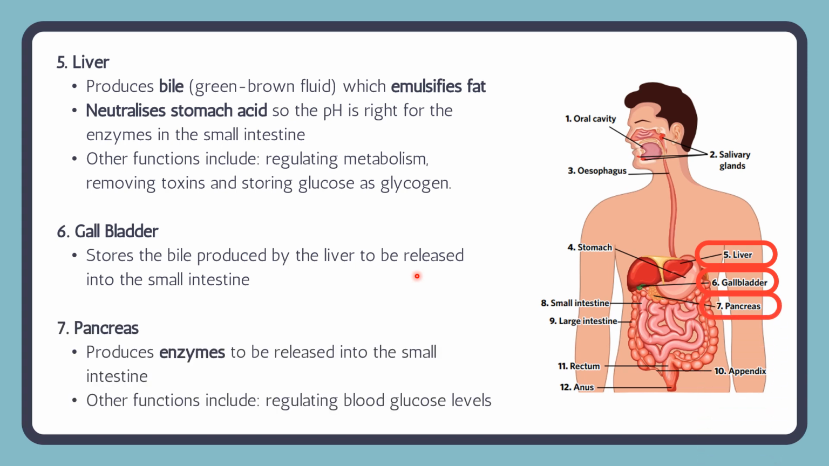Next, we have the pancreas. Now, your pancreas has many different functions. One of them is to produce enzymes that are released into the small intestine. These enzymes continue to break down the food. Other functions are regulating blood glucose levels, which we will learn all about. But for now, I just want you to know that your pancreas produces enzymes.